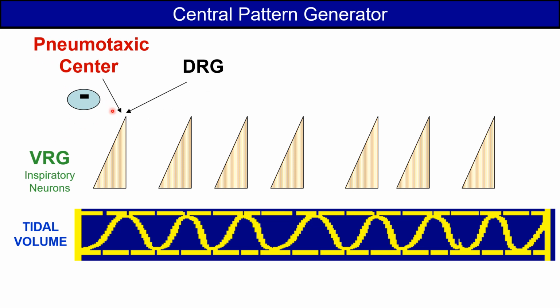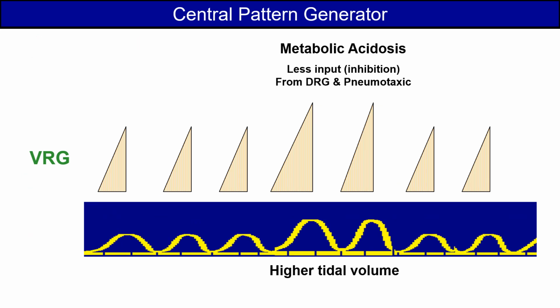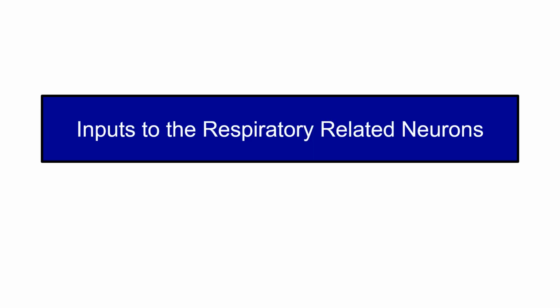It receives inhibitory signals coming from the pneumotaxic or the pontine center and the dorsal respiratory group. For example, if there's metabolic acidosis, there's less inhibition from the DRG or the pneumotaxic group, and therefore the tidal volume will be deeper, higher in tidal volume during metabolic acidosis.